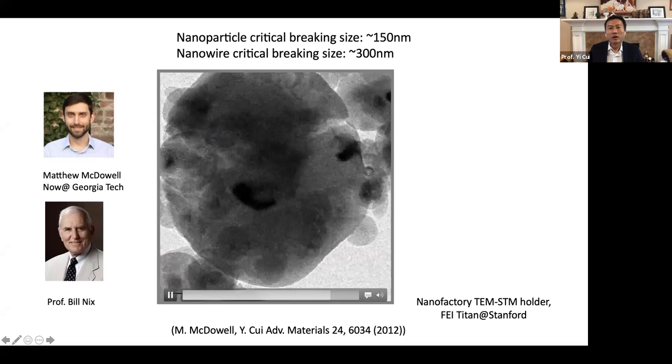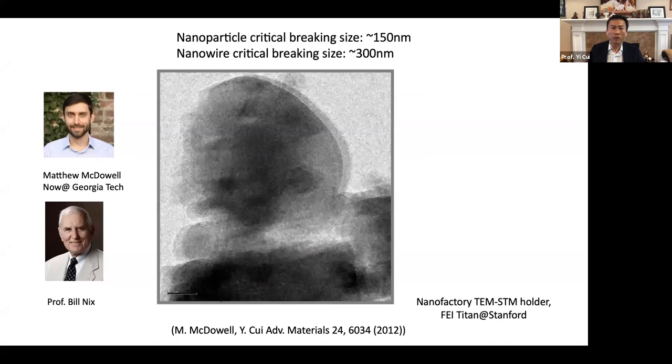If the material is broken, you are going to lose electrical contact between the materials. You cannot charge and discharge these batteries anymore. The batteries die right away. Using a technique like this, we can identify what the critical breaking size is. Below this particle size, it does not break anymore. It turned out to be 150 nanometers.